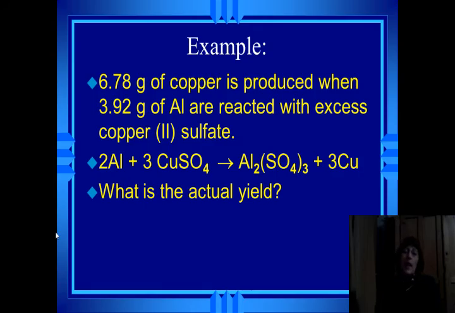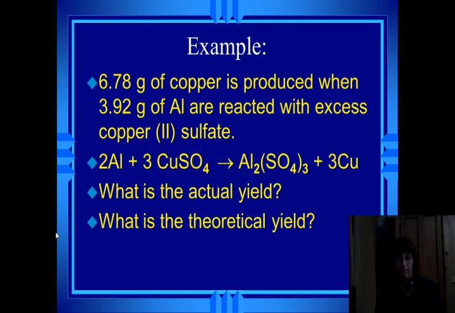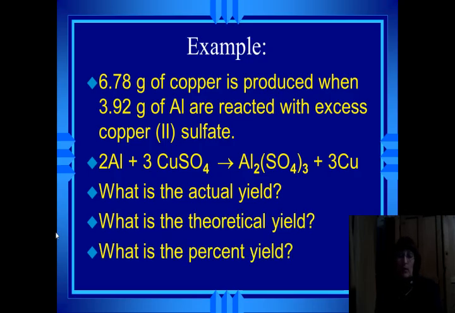Okay, so you've got 6.78 grams of copper produced when you've got 3.92 grams of aluminum that react with excess copper II sulfate. So our balanced chemical equation: 2 moles of aluminum plus 3 moles of copper sulfate yield 1 mole of aluminum sulfate plus 3 moles of copper. So what is the actual yield? What's the theoretical yield? And then what's the percent yield?